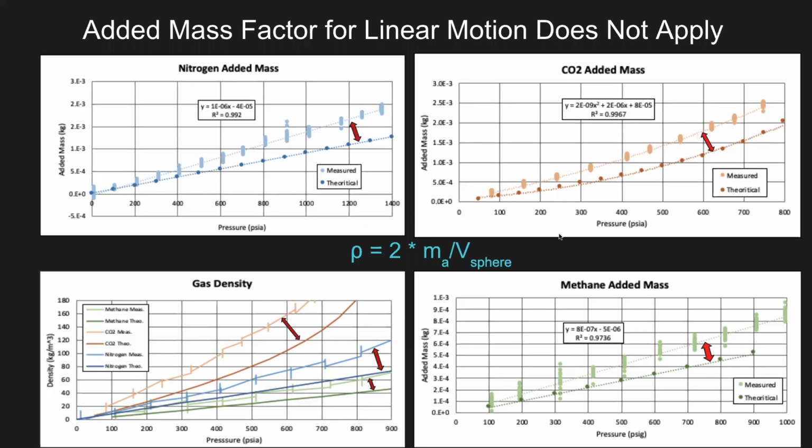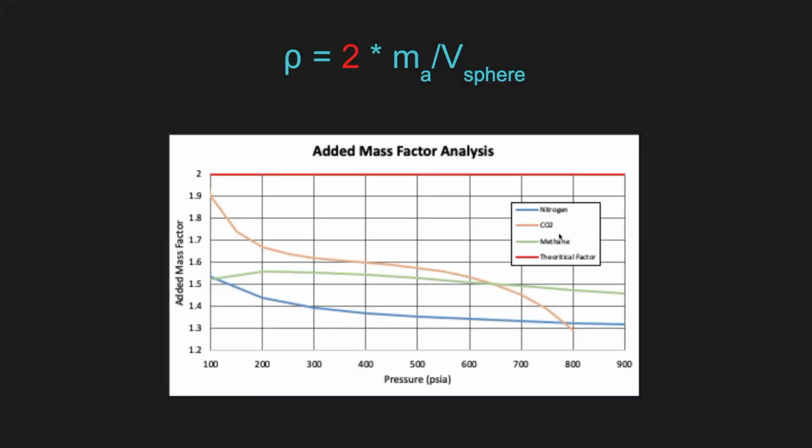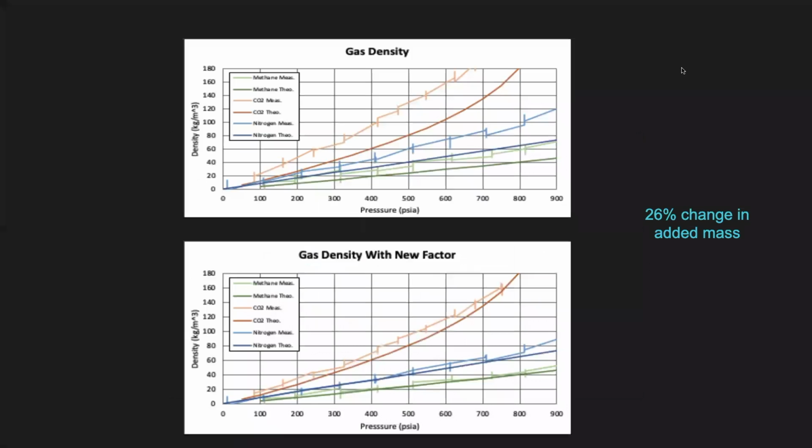So what we did is back calculate a new added mass factor, basically this number right here. Taking the average between all the different experiments, we saw a 26% higher change in added mass. And when we created a new constant for that, we saw a lot better correlation. Up here are the original values, and down here is with that new factor. As you can see, they correlate a lot better. So we believe that we've potentially discovered a new constant for oscillatory motion.